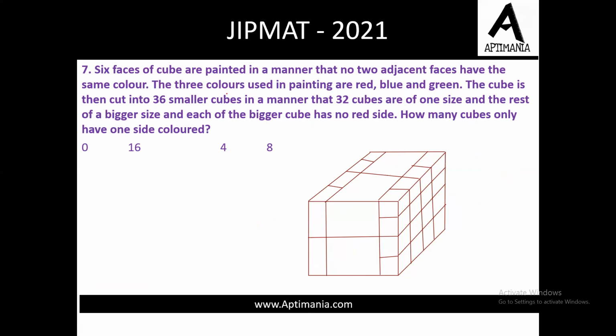Okay, so the 3 colors used in painting are red, blue and green. The cube is then cut into 36 smaller cubes in a manner that 32 cubes are of one size and the rest of bigger size. And each of the bigger cube has no red side. This is very important information.